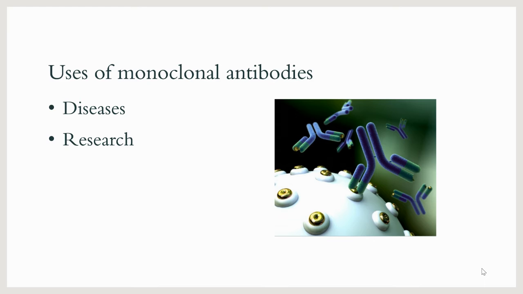Now on to the uses of monoclonal antibodies. They can be used to treat diseases, and different cells in the body have different antigens on the cell surface, so you can make monoclonal antibodies that will bind to specific cells in the body. Cancer cells have antigens on their cell membranes that aren't found on normal body cells. They're called tumor markers. In the lab, you can make monoclonal antibodies that will bind to these tumor markers.